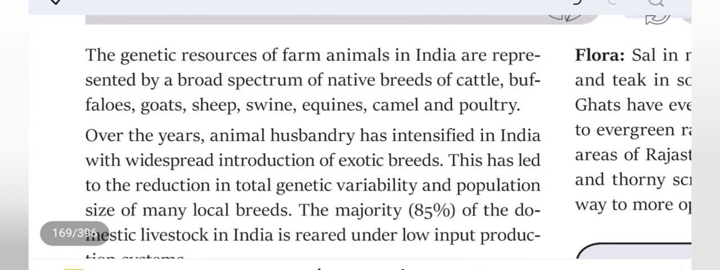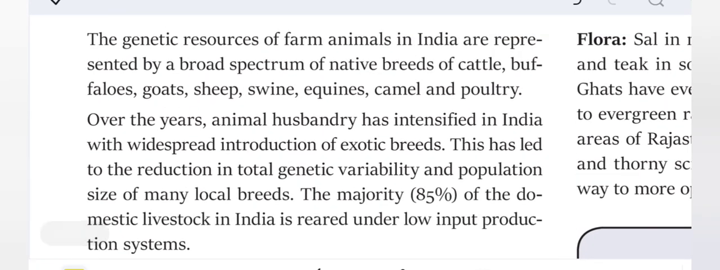Now here the genetic resources of farm animals in India are represented by a broad spectrum of native breeds of cattle, buffaloes, goats, sheep, swine, equines, camels and poultry. Okay, the genetic resources of farm animals of India are represented by a broad spectrum of native breeds of cattle, buffaloes, goats, sheep, swine, equines, camels, poultry.